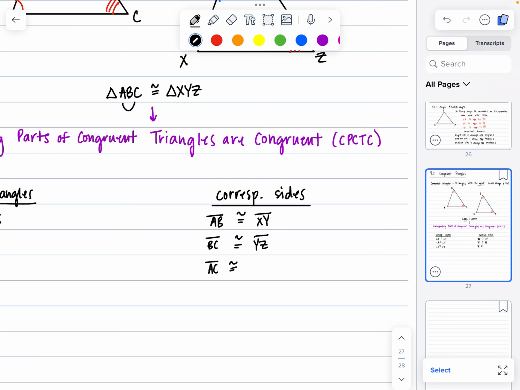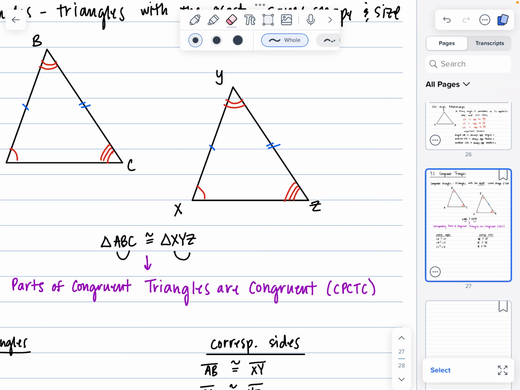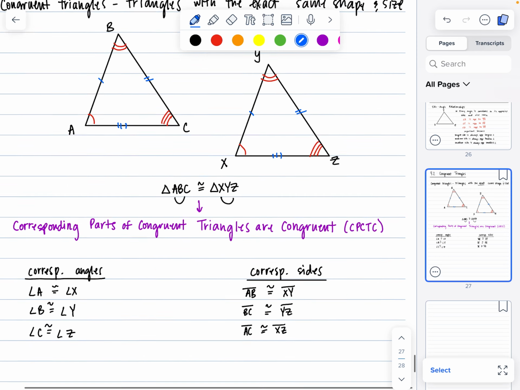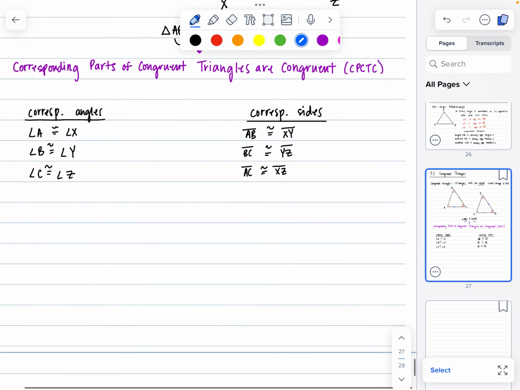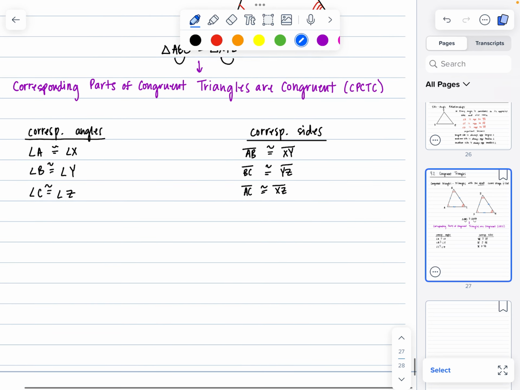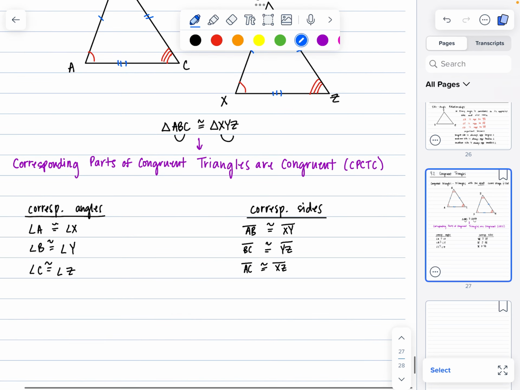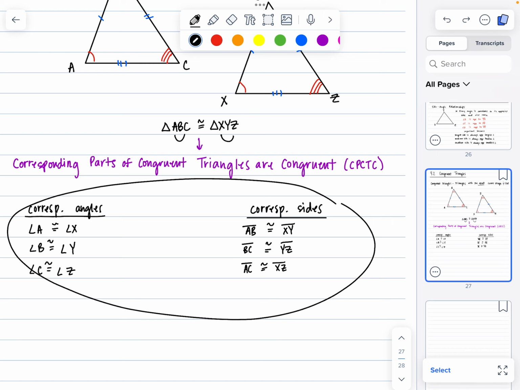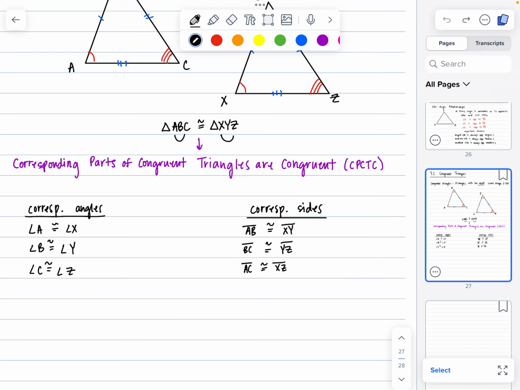And then last but not least, we do the first and the third letter, AC, is going to be congruent to the first and the third in the second triangle, XZ, or ZX, however you want to state it. Doesn't quite matter, because as you see in the triangle, it will be that last side. 1 2 3, 1 2 3. Okay, so this is what corresponding parts of congruent triangles are congruent means. CPCTC. We will use this. If we have congruent triangles, then all the corresponding parts are going to be congruent, based solely off of its name. So when you prove that triangles are congruent, corresponding parts need to be congruent along with it.